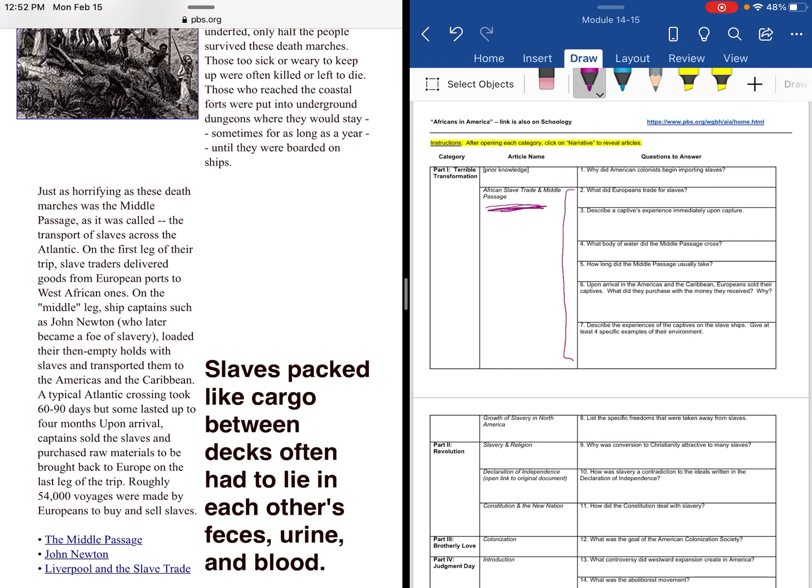Upon arrival, captains sold the slaves and purchased raw materials to be brought back to Europe on the last leg of the trip. Roughly 54,000 voyages were made by Europeans to buy and sell slaves. I just read the answer to number 6 as well. So now we're on number 7, which asks you to describe the experiences of the captives on the slave ships. Give at least 4 specific examples of their environment. So what was it like?